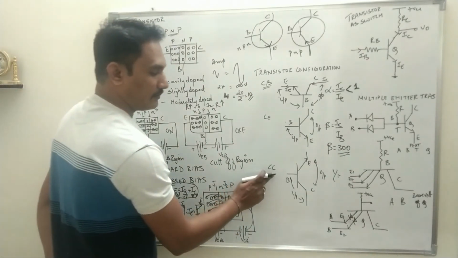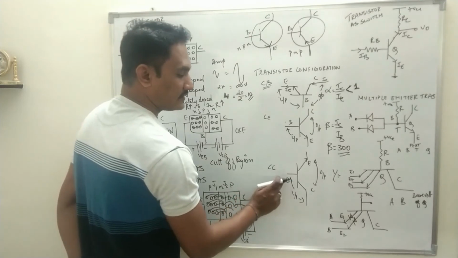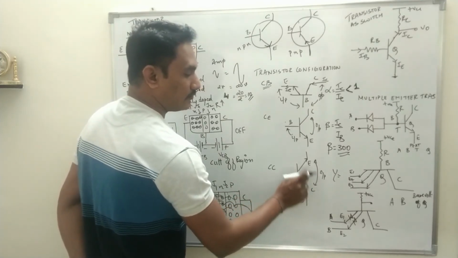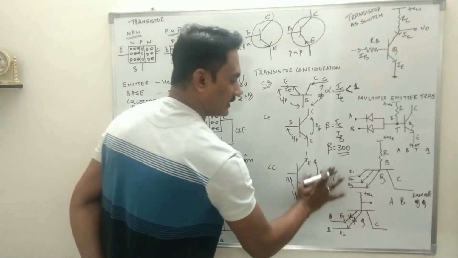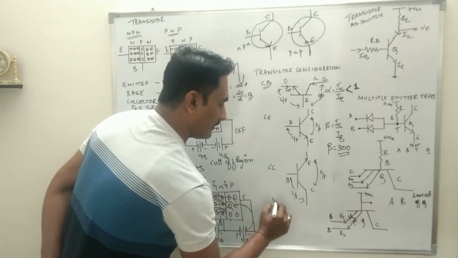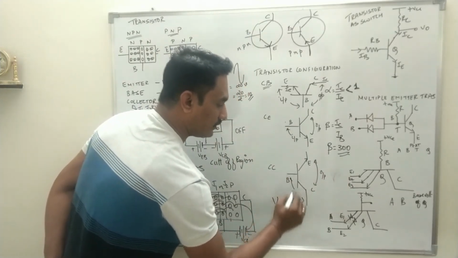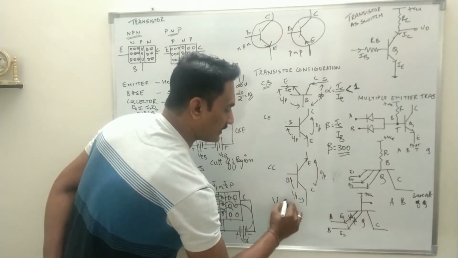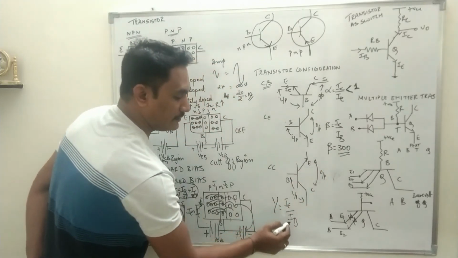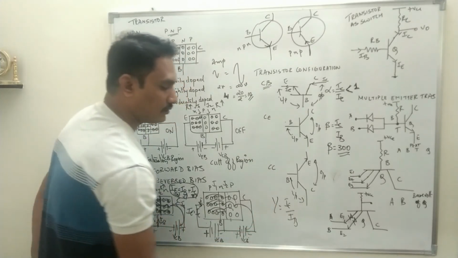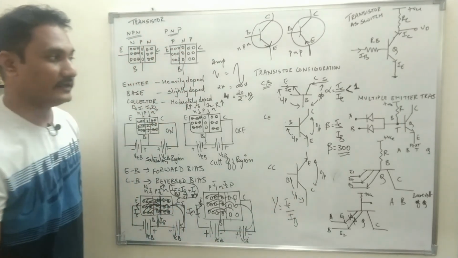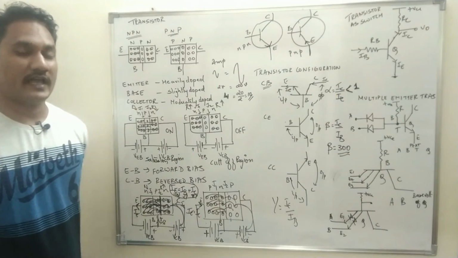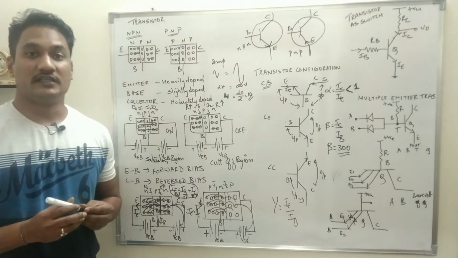And the last one is common collector. In that, input is applied between base and collector, output is taken between emitter and collector. So what will be gamma? Gamma is equal to input current, base current IB, and output current, emitter current IE. So IB is very, very small as compared to IE, so gamma will also be very, very large. So this is what we have to understand about the three configurations.